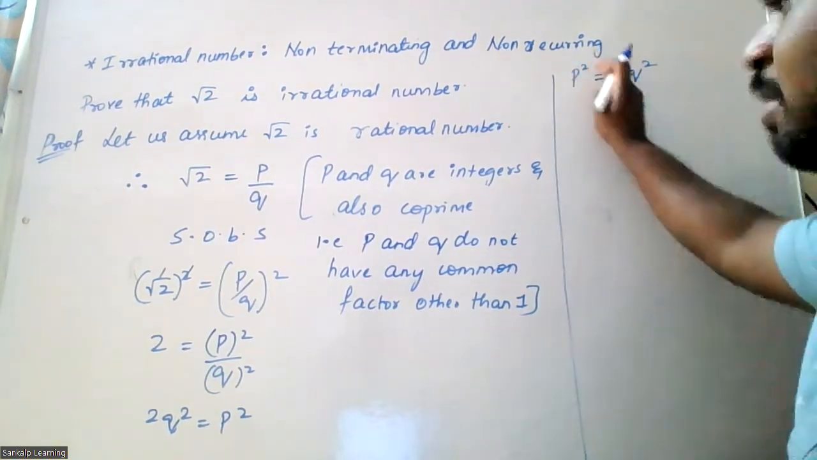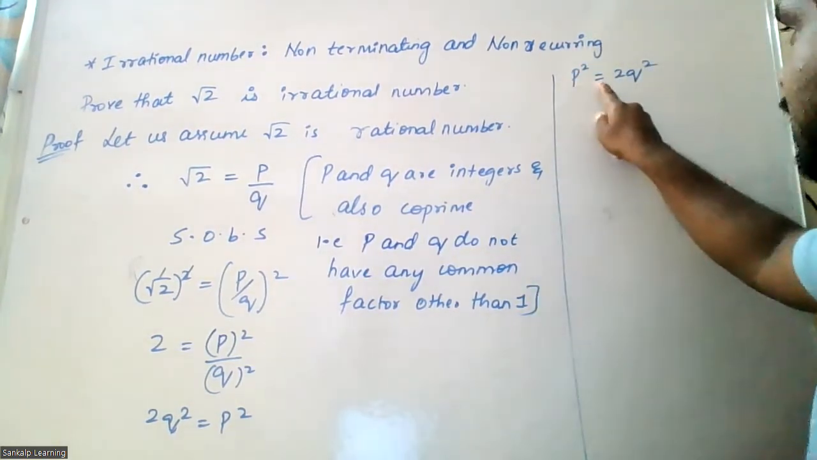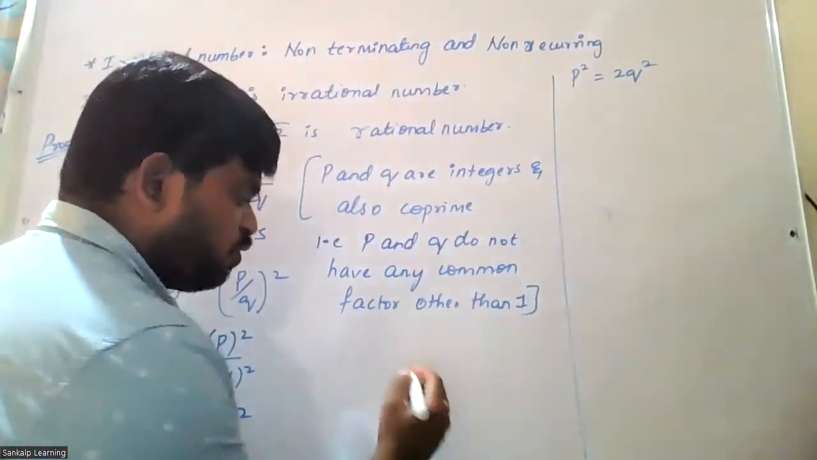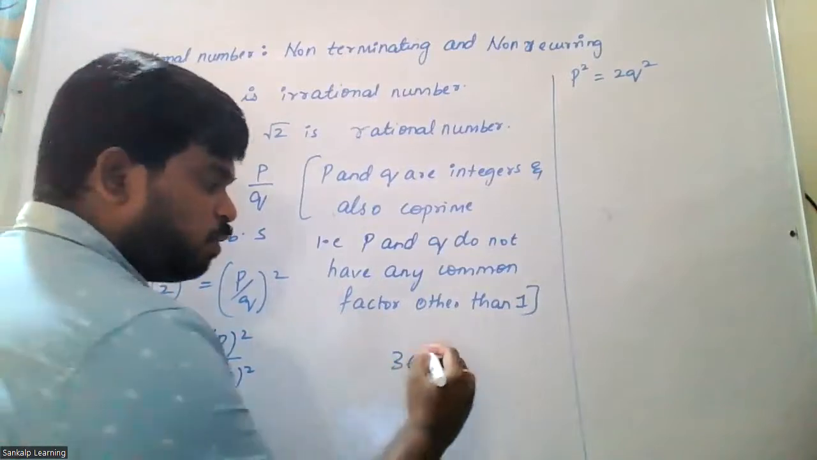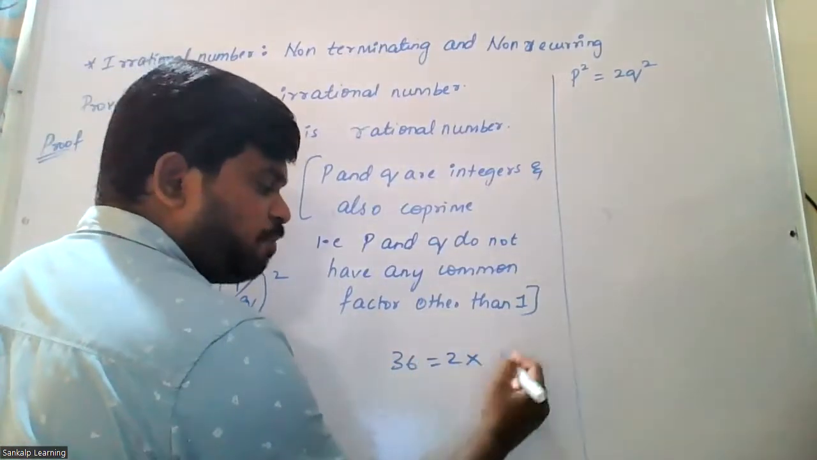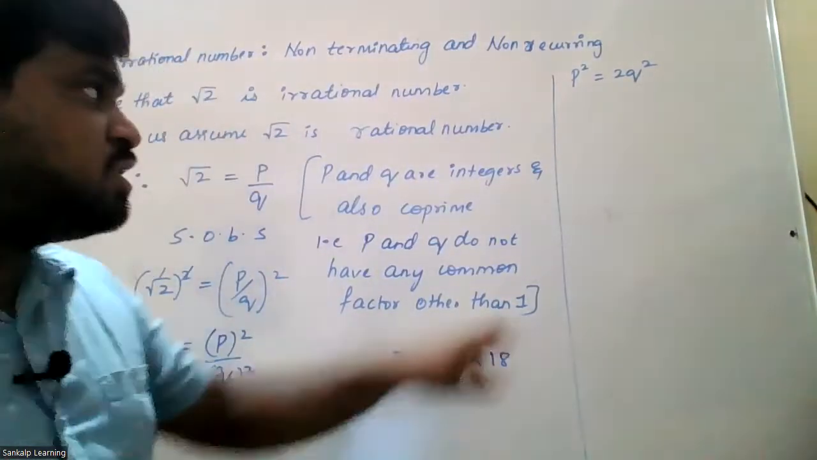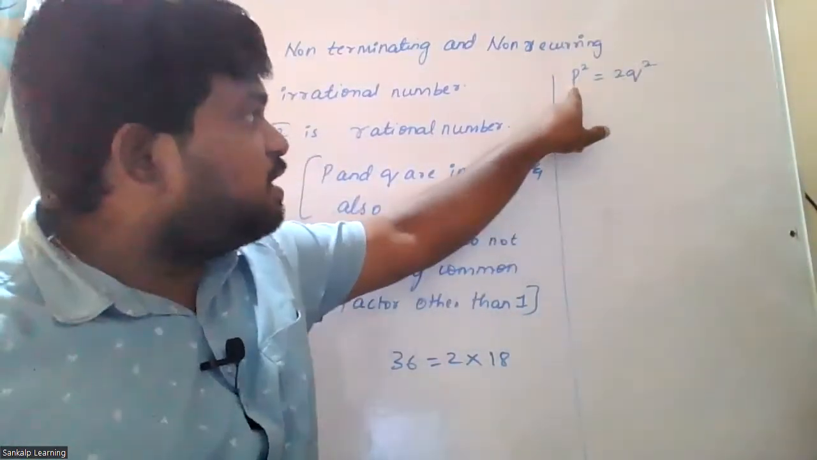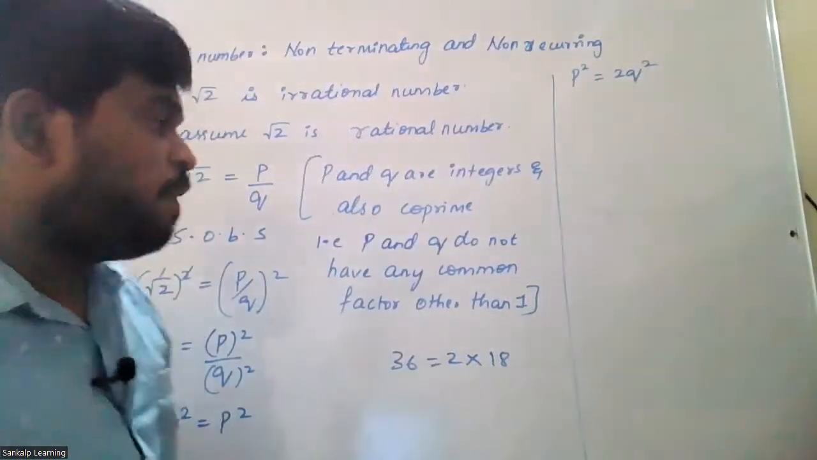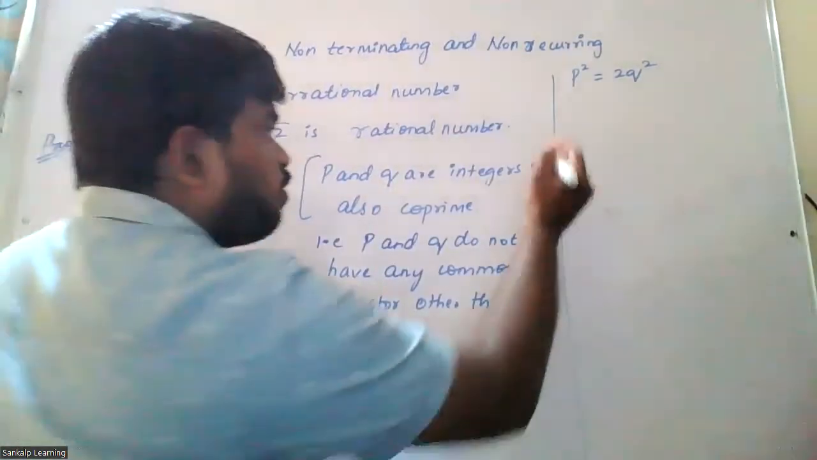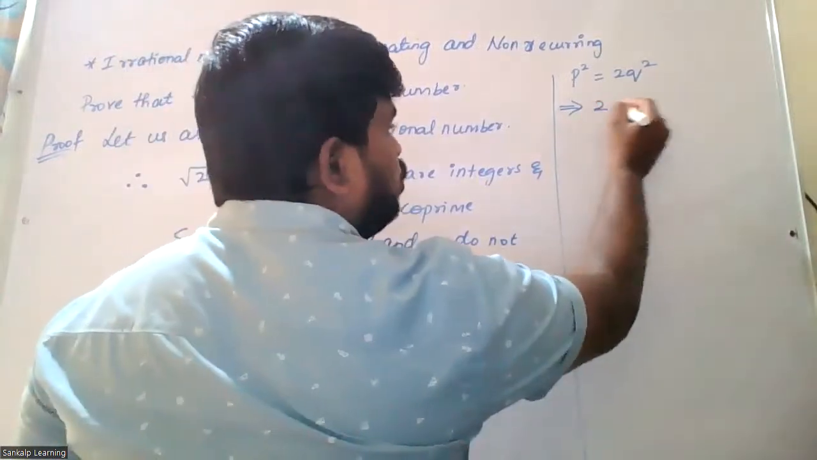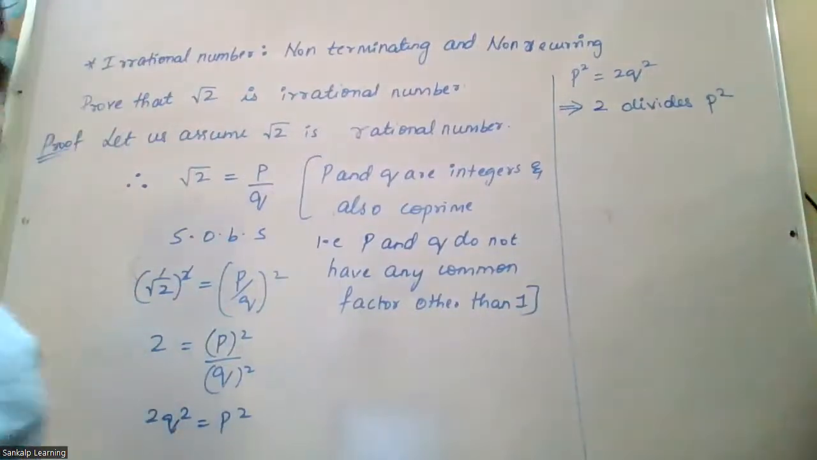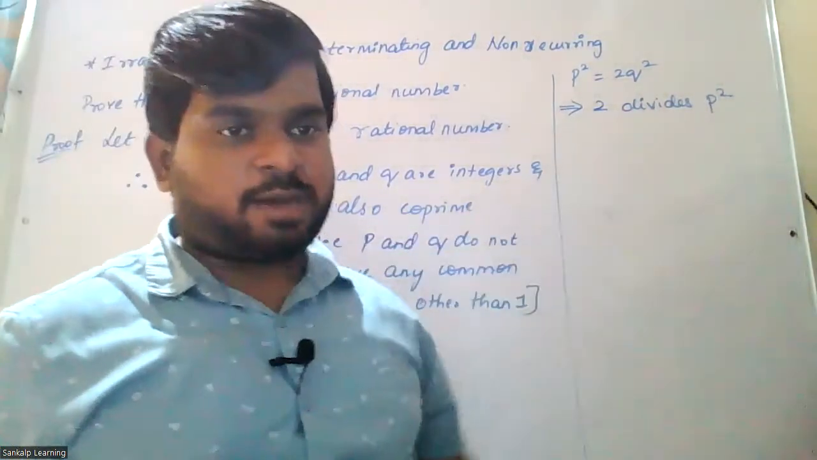Now focus on this. p square is some number, and that number is written as 2 into q square. Earlier I gave you an example: 36 is divisible by 2, therefore 36 can be written as 2 into something. That something is 18 over here. Observe, this is following the same pattern. There is a number which is written as 2 into something, meaning this number should be divisible by 2, isn't it? Therefore it implies 2 divides p square.